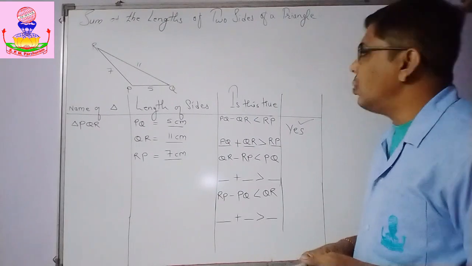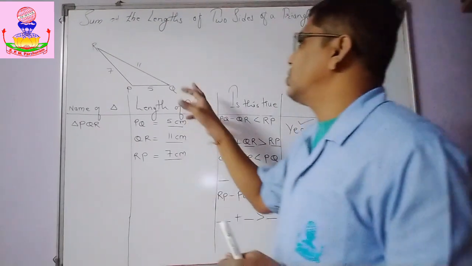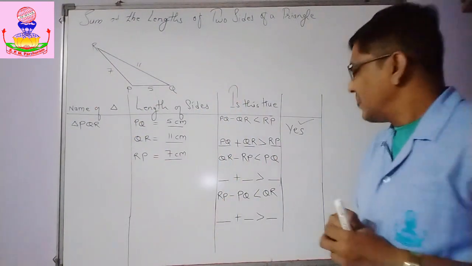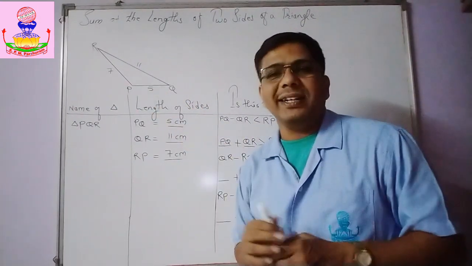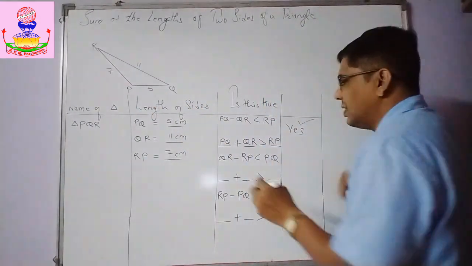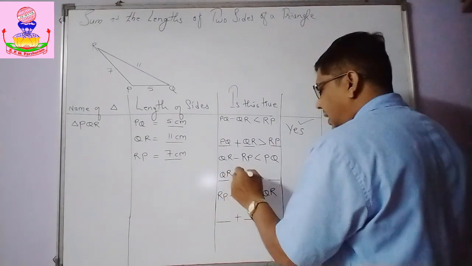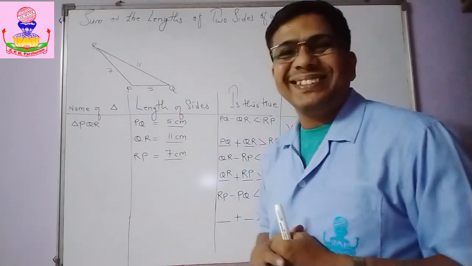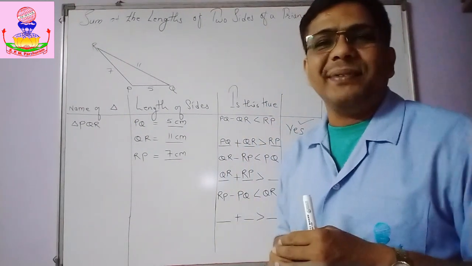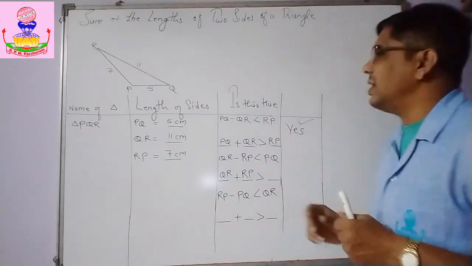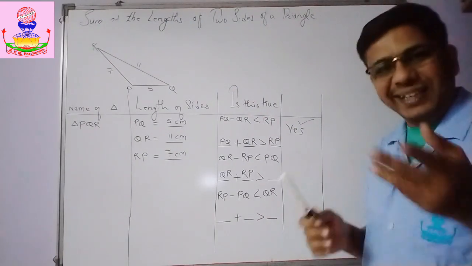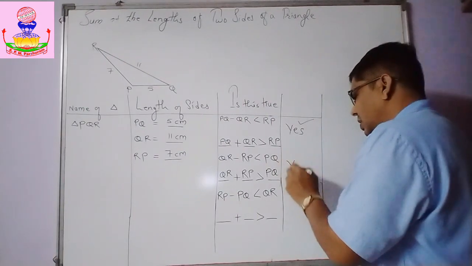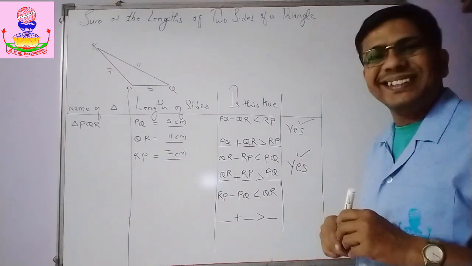Now see the next. QR minus RP. What is QR? 11. What is RP? 7. 11 minus 7 is 4. Then, is it smaller than PQ? PQ is 5. Is it smaller? Yes. Then next we will see QR plus RP. QR is 11, RP is 7. So 11 plus 7 is 18. Is 18 greater than PQ, 5? Yes, it is. So what you will say? Yes. Tick mark on yes.